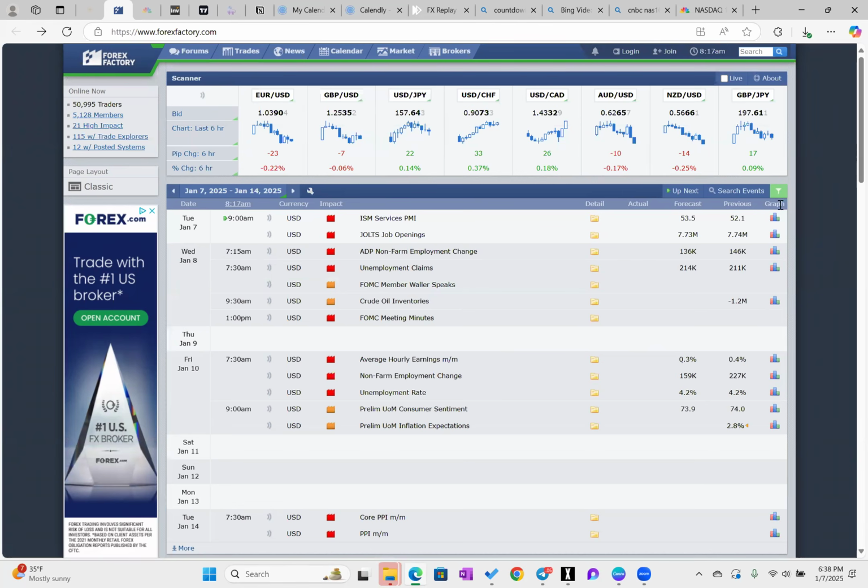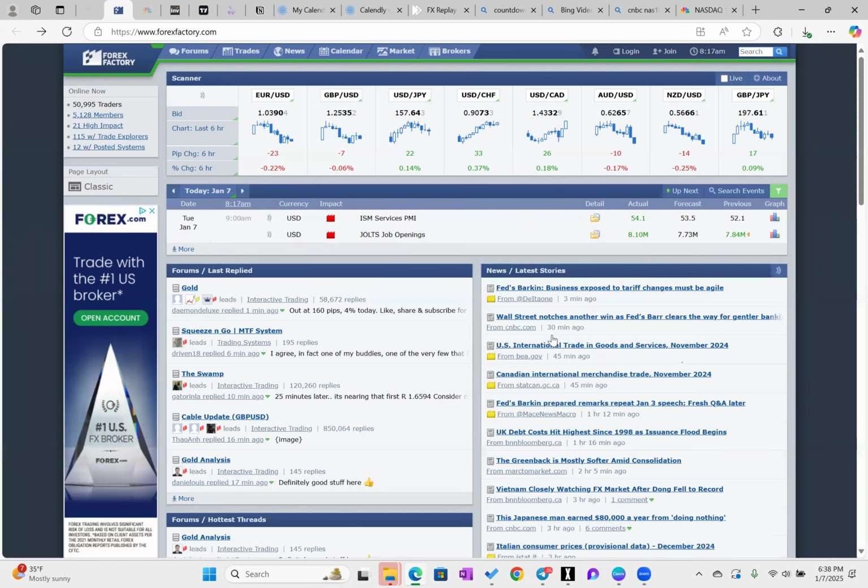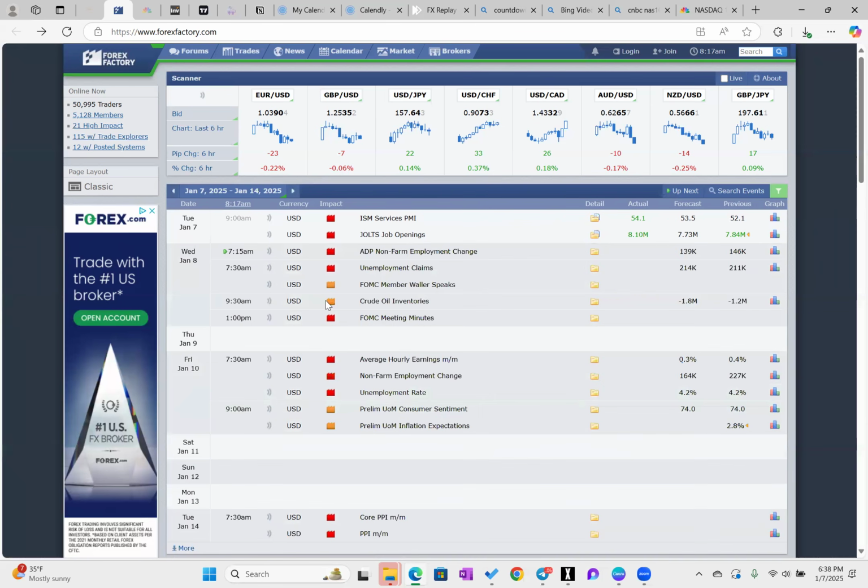Now, if you click this green button here, you can section off impacted news. So I don't care about yellow folders because they do nothing. I only care about the USD because that's the only one that affects NASDAQ, right? So I only want to see red, orange, and if there's like a holiday. All right. So that's forexfactory.com.